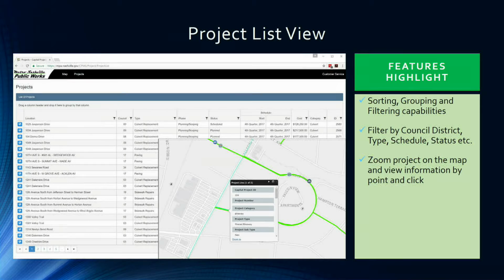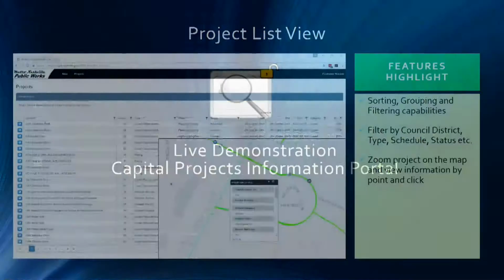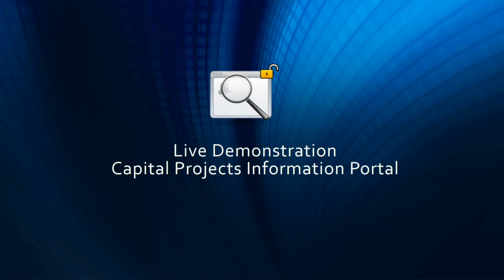And what you're looking at right now is a project that has been identified on the map, and the box that you see, the information that's coming up, is the information about that project. And Bemo is going to go through and show you this in a live demo as far as how it all works.